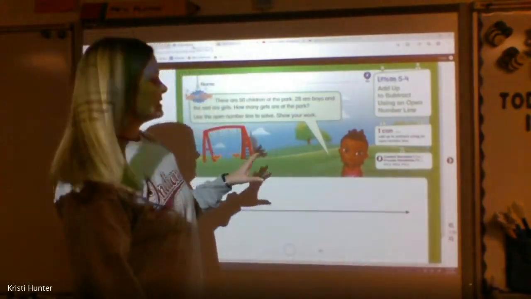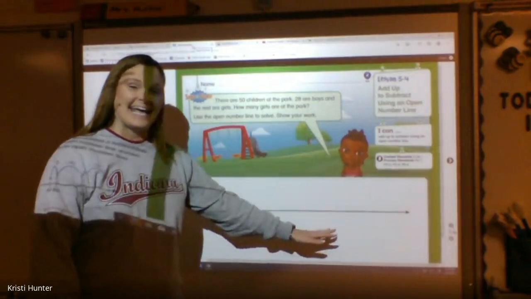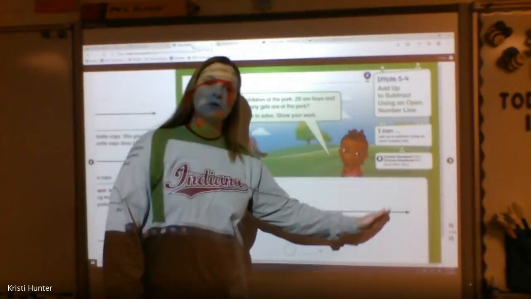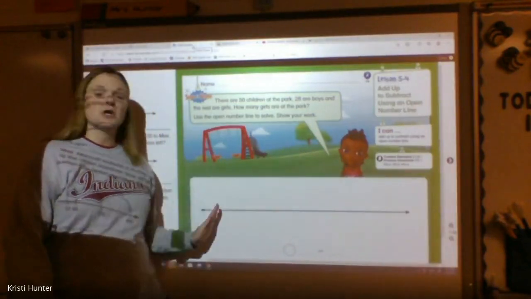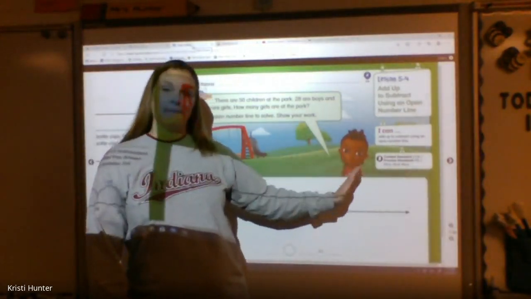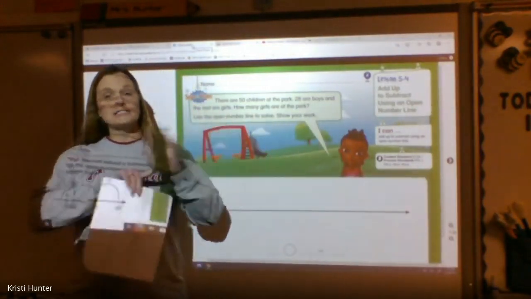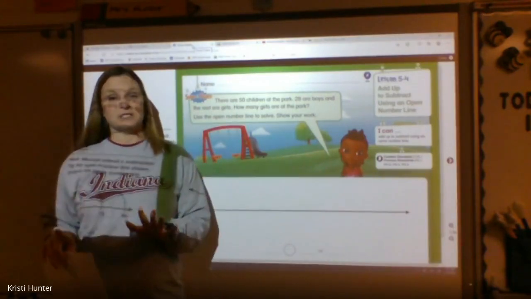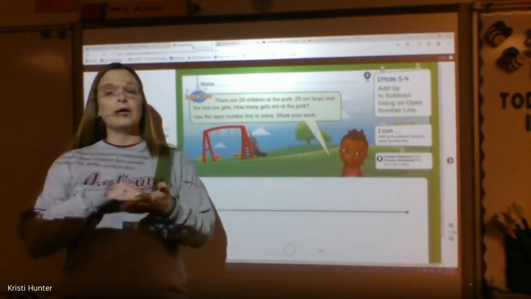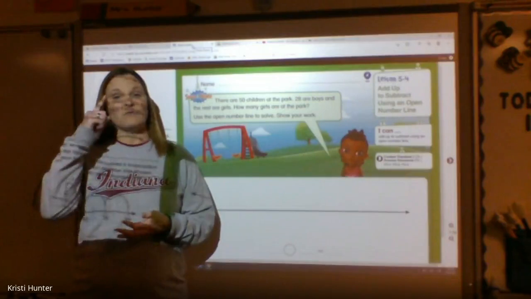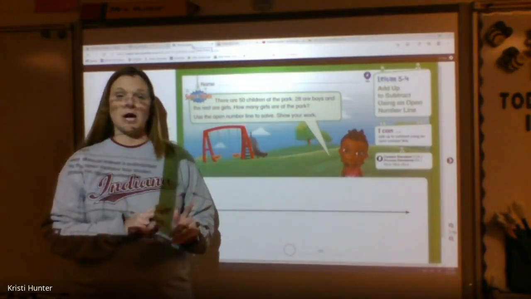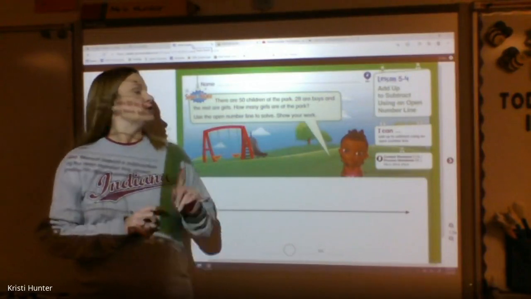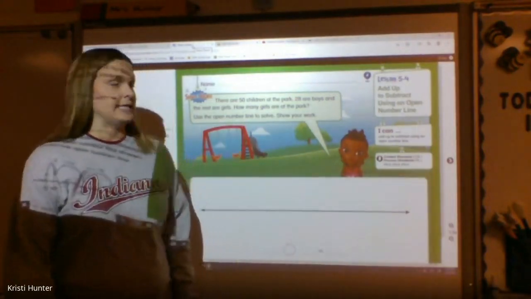So we're going to be using this open number line again. And today, instead of starting with the biggest number and counting backwards, we're going to start with the little number and add up. Because remember, we've practiced all of our addition and all of our subtraction facts. And when we think subtract, if we know how to add that problem, we can come up with the subtraction answer as well. So that's what we're going to use here today.